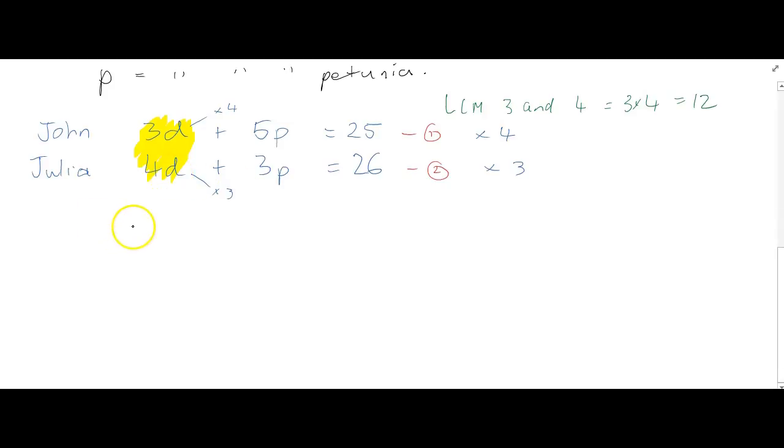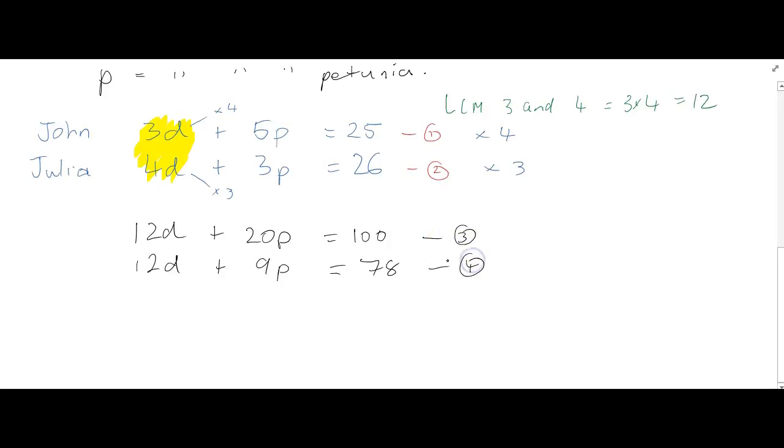You rewrite it, and you get 12D plus 20P, because 5 times 4 is 20, equals 25 times 4 is 100. Okay, same thing for the second line. 4D times 3 is 12D, plus 3P times 3 is 9P, equals 26 times 3, which is 78. Okay, and we've got two new equations, 3 and 4.